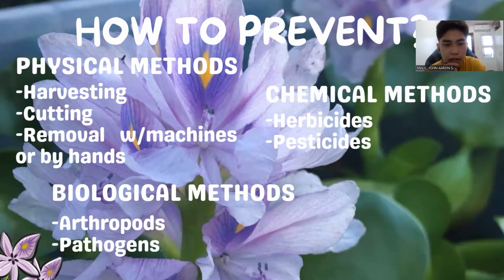And lastly, biological methods. They employ arthropods and pathogens. And these arthropods make use of hyacinths as their feeding grounds. And as for pathogens, these are, let's say, diseases that affect only the hyacinth population.